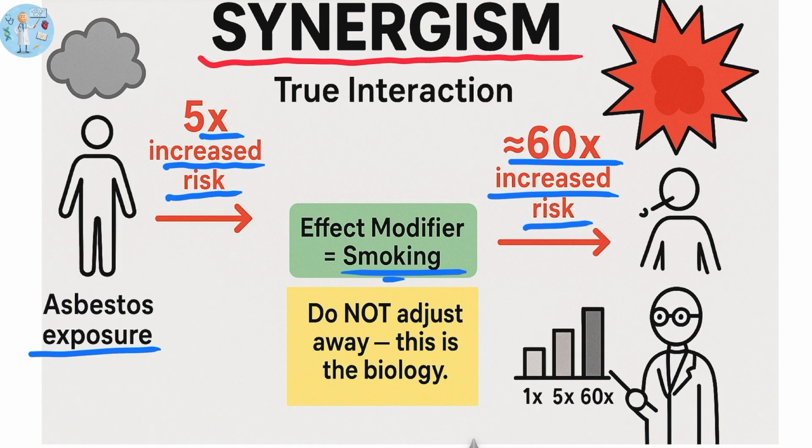It is. And you can see immediately why you would never want to adjust that away. Trying to average a 5x risk and a 60x risk would be criminally negligent. Of course not. The message has to be, if you're a smoker and you work with asbestos, you are in a category of catastrophic danger that is completely different. That's the whole point. Smoking modifies the effect of asbestos. It's a real interaction, and it has to be reported that way.